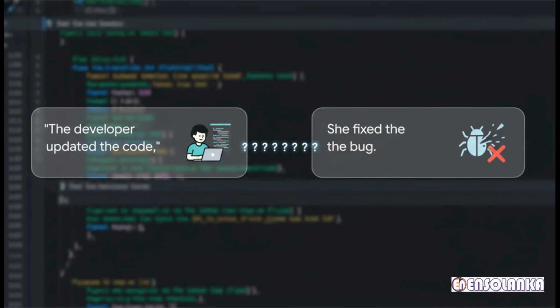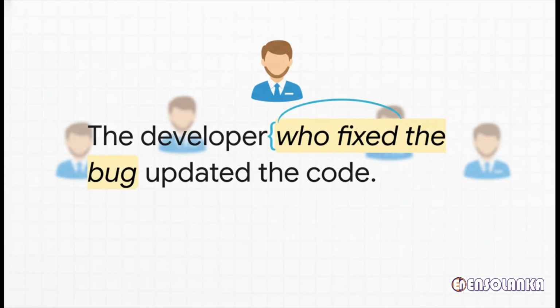Imagine you've got two simple sentences. The developer updated the code. Okay, simple enough. And she fixed the bug. Right now, these are just two separate pieces of information. So how can we link them together to be way more specific? This is where the magic happens. We combine them with an adjective clause.